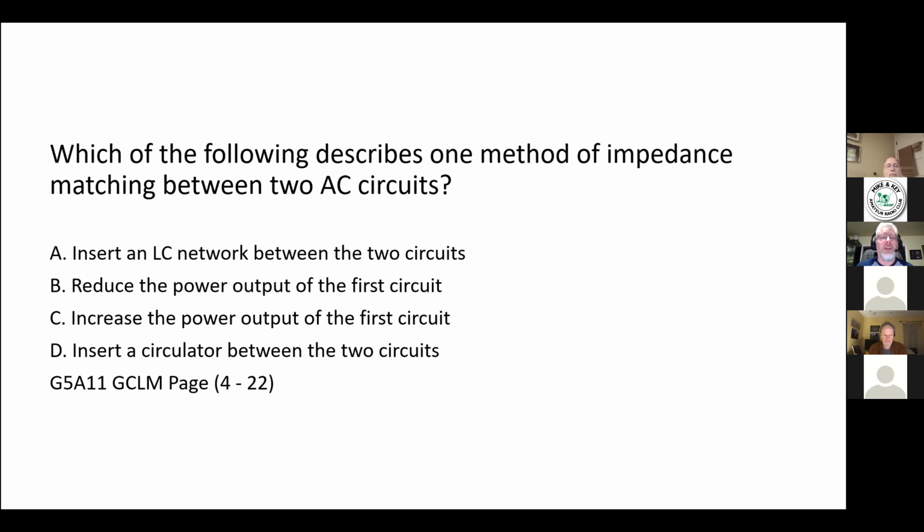Which of the following describes one method of impedance matching between two AC circuits? A, insert an LC network between the two circuits. B, reduce the power output of the first circuit. C, increase the power output of the first circuit, or D, insert a circulator between the two circuits? Alpha is correct. Insert an LC network.